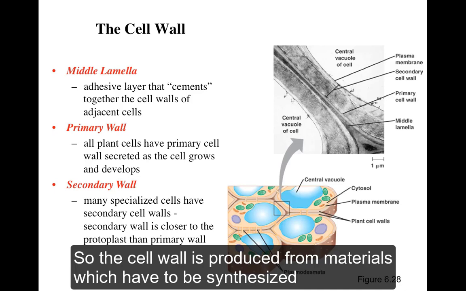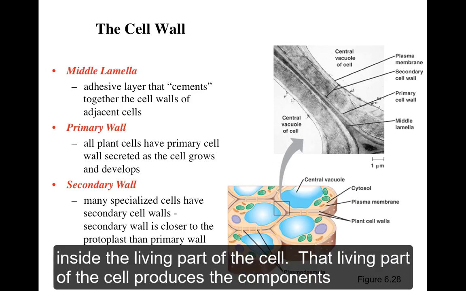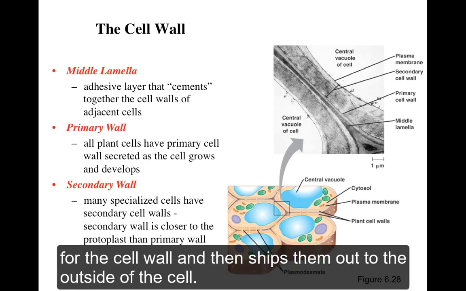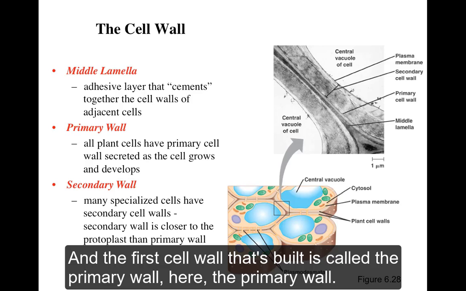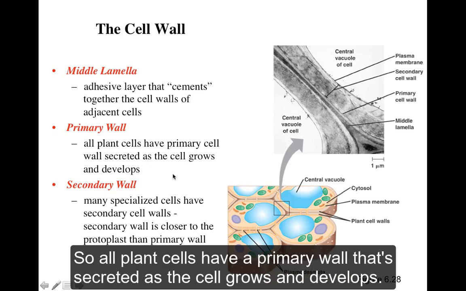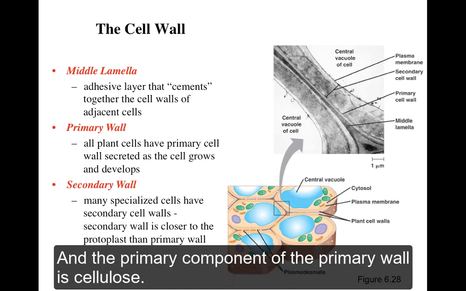I do want to take another minute to talk a little bit more about the cell wall. So the cell wall is produced from materials which have to be synthesized inside the living part of the cell. That living part of the cell produces the components for the cell wall and then ships them out to the outside of the cell. And the first cell wall that's built is called the primary wall. All plant cells have a primary wall that's secreted as the cell grows and develops. And the primary component of the primary wall is cellulose.